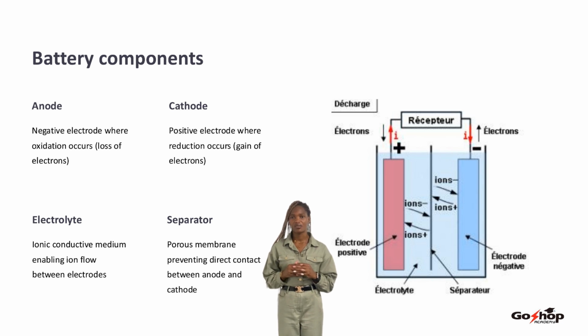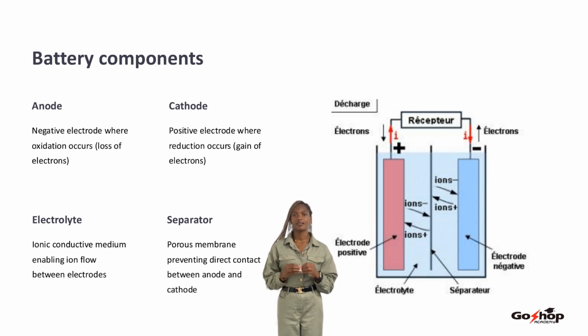The operation of a battery is based on a few key elements. Let's look at the essential components that allow it to store and deliver energy. Anode. The anode is the negative electrode. This is where oxidation occurs. The anode loses electrons, which then flow through the external circuit.